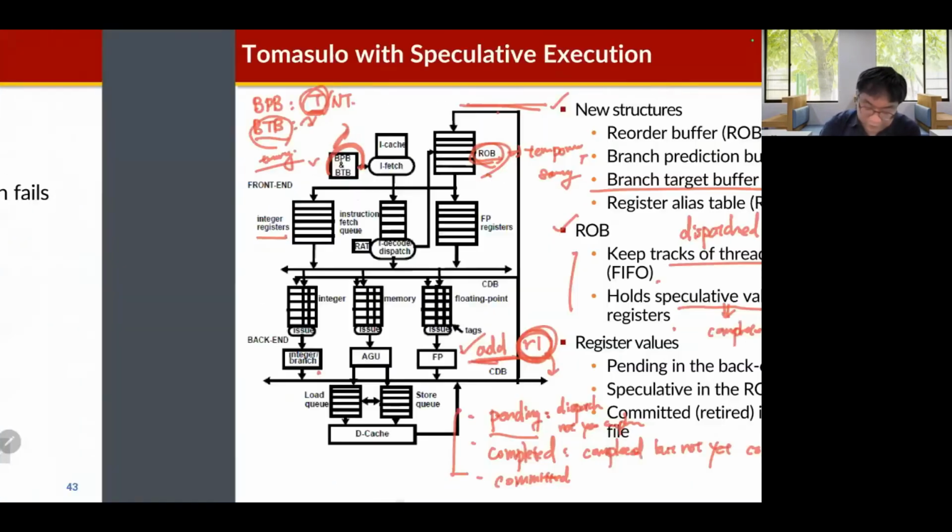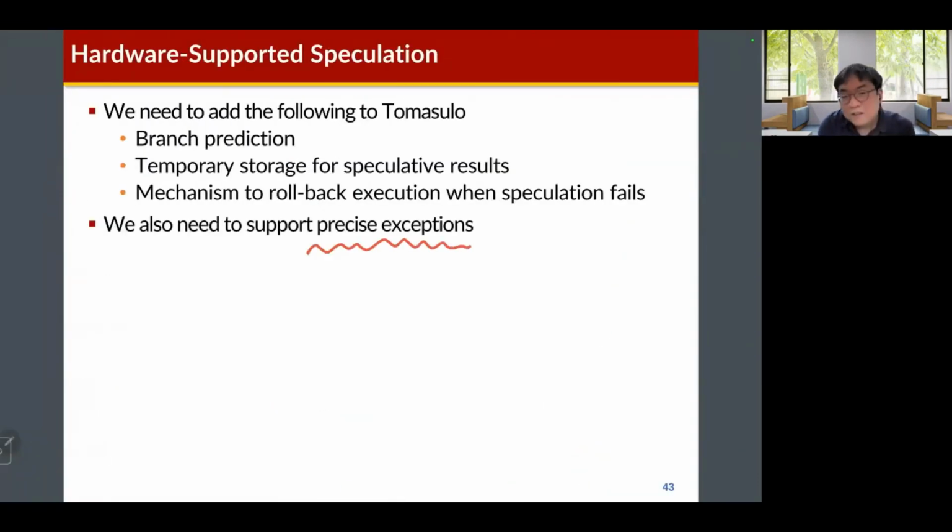Okay. And then also precise exception. I explained that with Tomasulo's algorithm, we cannot support precise exceptions, because Tomasulo's algorithm only implements out-of-order completion, and with out-of-order completion, we cannot support precise exceptions. But with speculative execution, we distinguish completion and commit of instructions. The completion is out of order, since the baseline architecture is the same as Tomasulo's algorithm. So we support out-of-order completion, but commit is in order.